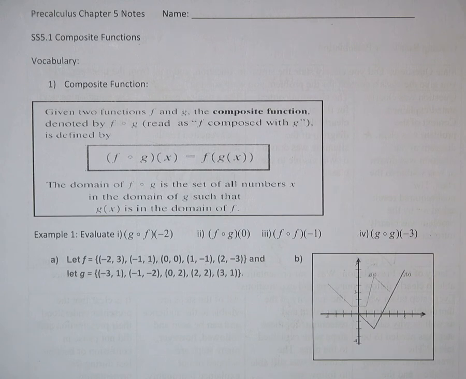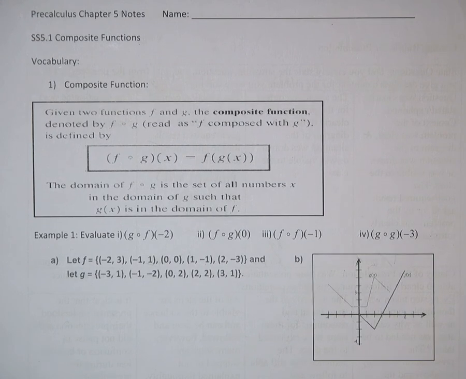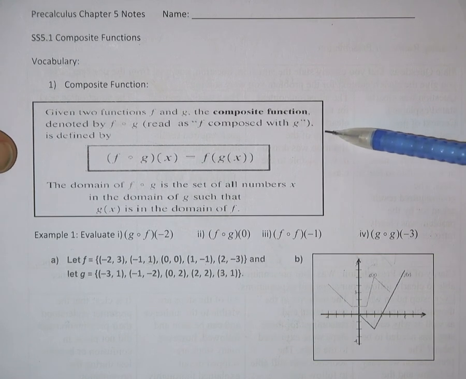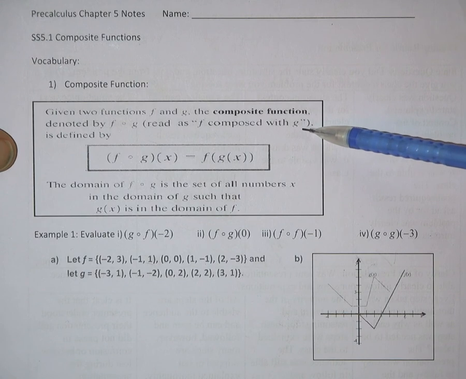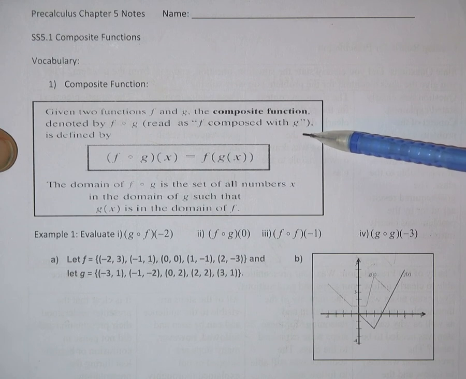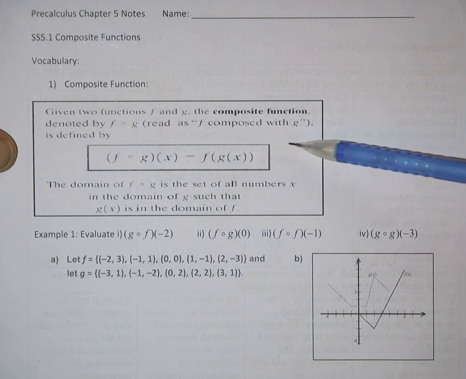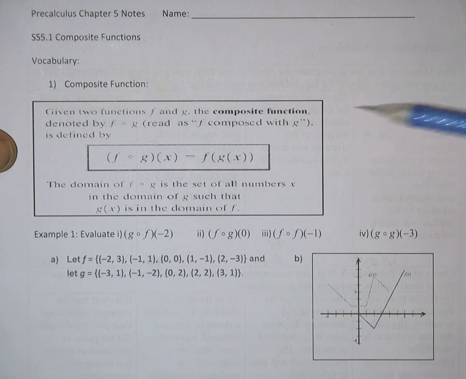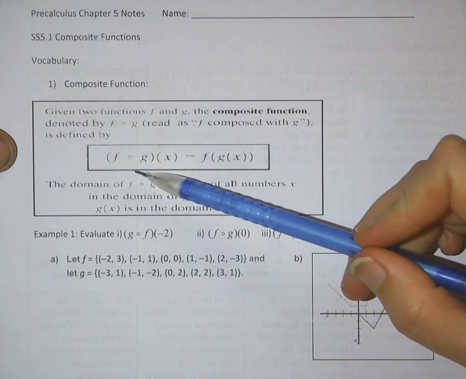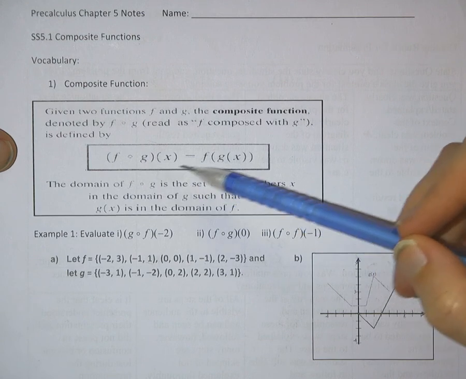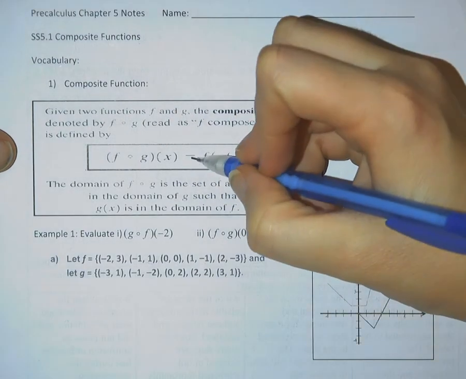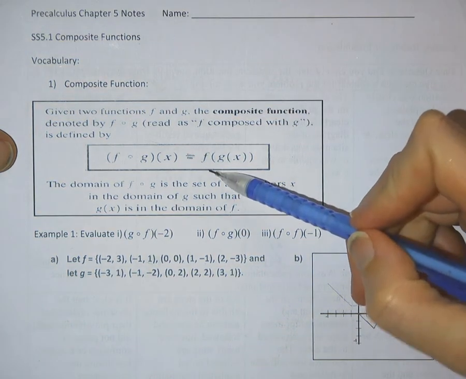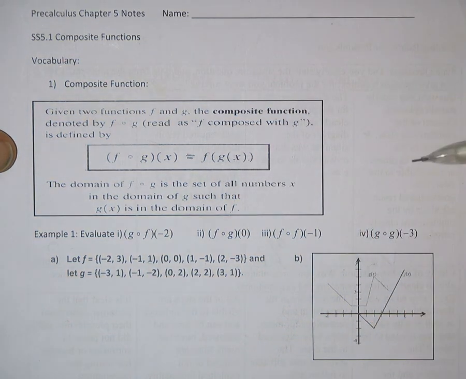Hello, pre-calculus students. This is Miss Robinson, and today we will be beginning our Chapter 5 notes with Section 5.1 on composite functions. So we have just a little bit of vocabulary to begin with. We want to define a composite function. This is the definition in your textbook. Given two functions, f and g, the composite function, denoted by f composed with g, is defined by f composed with g of x equals f of g of x.